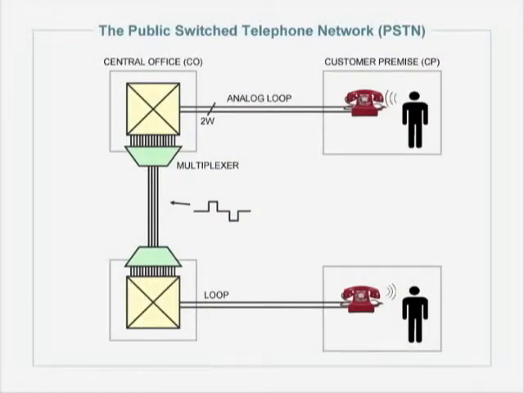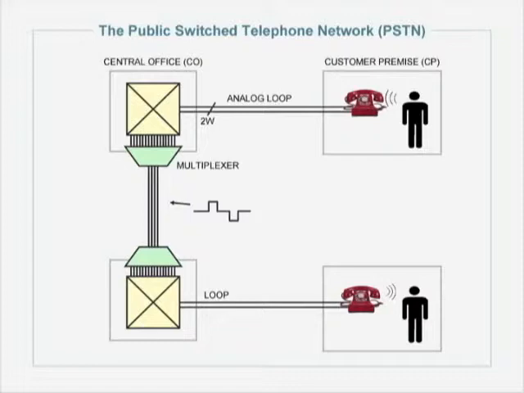Because what we have to do is stick a multiplexer at each end. And what the multiplexer is going to do is take 24 analog trunks, digitize the information on there, combine that all together into a DS1 rate stream, 1.5 megabits per second, and transmit that digitally using pulses over the copper wires.